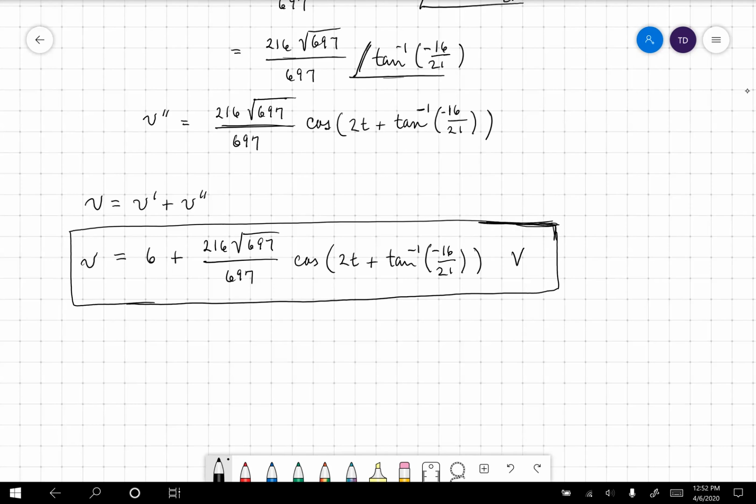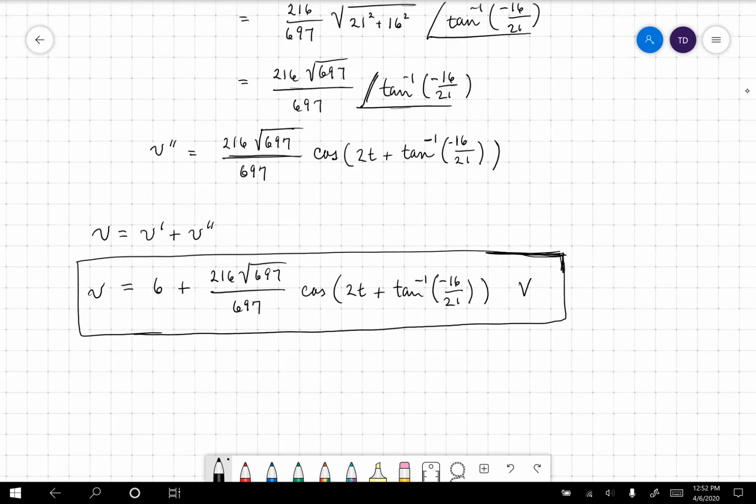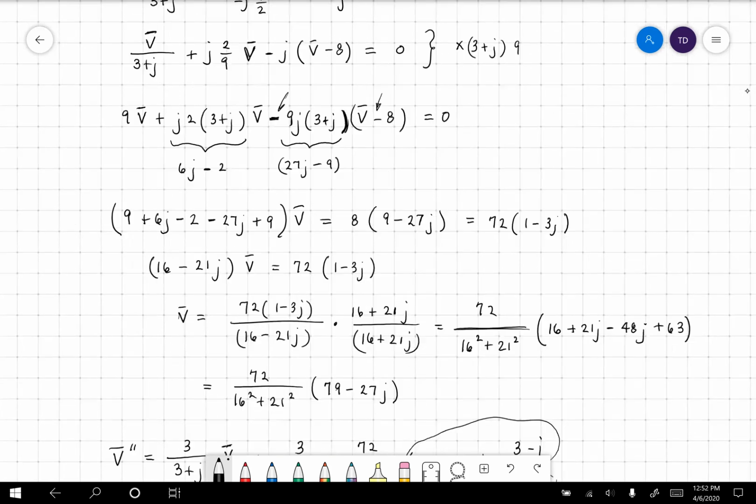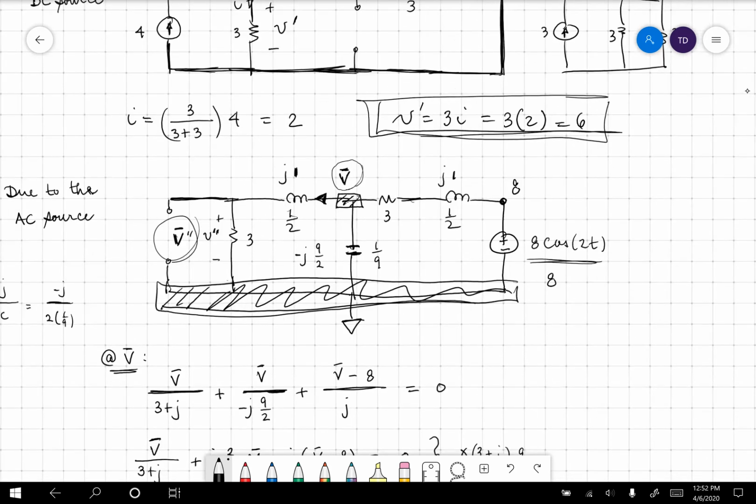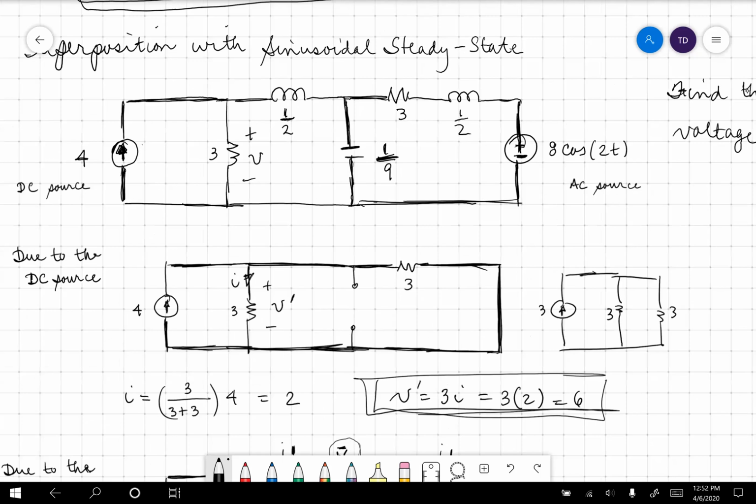Now, if you thought this one was tough, I want you to think about what it's like if you have sources that are sinusoidal and have different frequencies. Because this first one was not sinusoidal. Look at how easy this DC analysis was right here. This circuit, that DC analysis. Look at how easy it was.